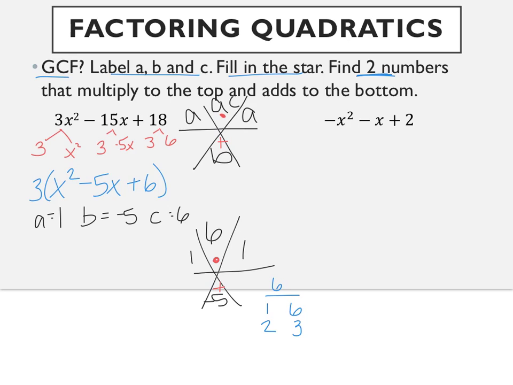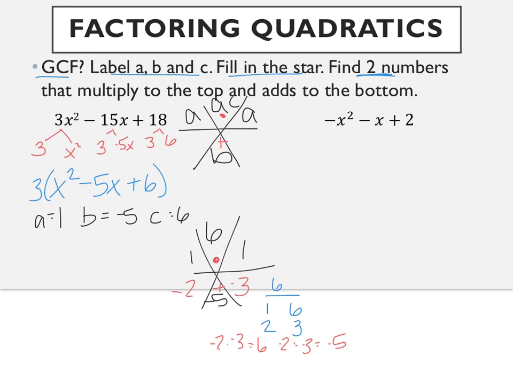So if it's a positive 6 on top, positive 1 times positive 6 would give me 6, but 1 plus 6 would not give me negative 5. I could change both of them to negative 1 and negative 6, but again, that wouldn't add up to negative 5. So here I notice if I do negative 2 times negative 3, that gives me positive 6, and negative 2 plus negative 3 is negative 5. So my two numbers to fill in the bottom are negative 2 and negative 3.